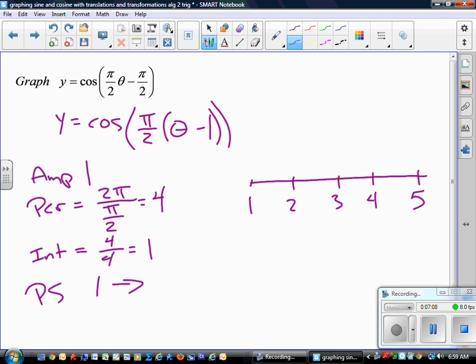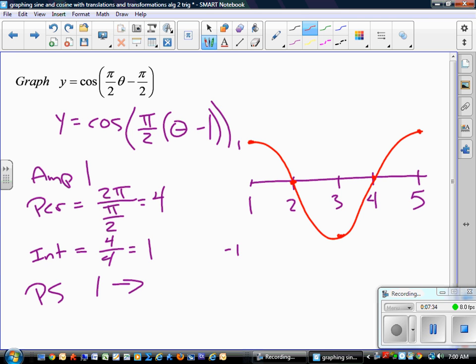And then I'm going to look at my amplitude, which is 1 in both cases. 1 here, -1 there. And I'm going to graph a regular cosine function. So a regular cosine function starts at 1, down, down, up, up.